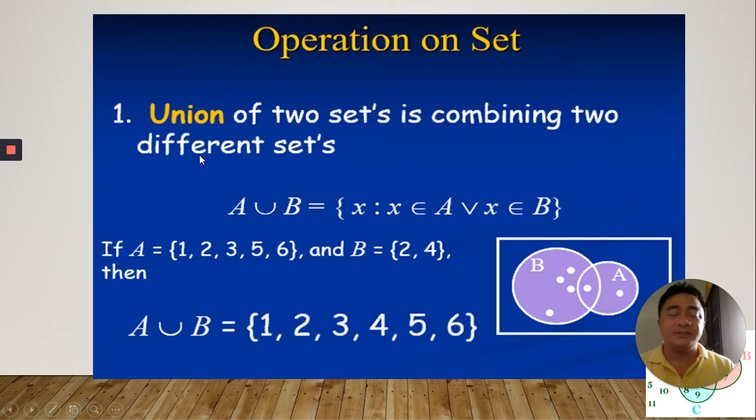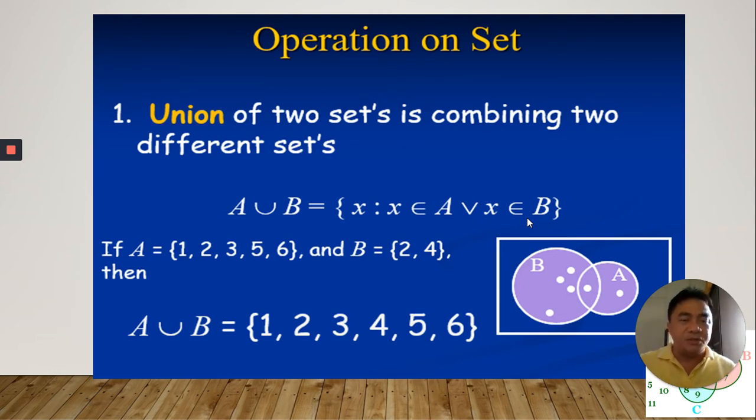So we have here the union of sets. Number 1, union of sets is combining 2 different sets. The symbol that we're using for union is like a U. So A union B is equal to {x such that x is an element of A or x is an element of B}. So just simply combine all the elements, but only write each element once.